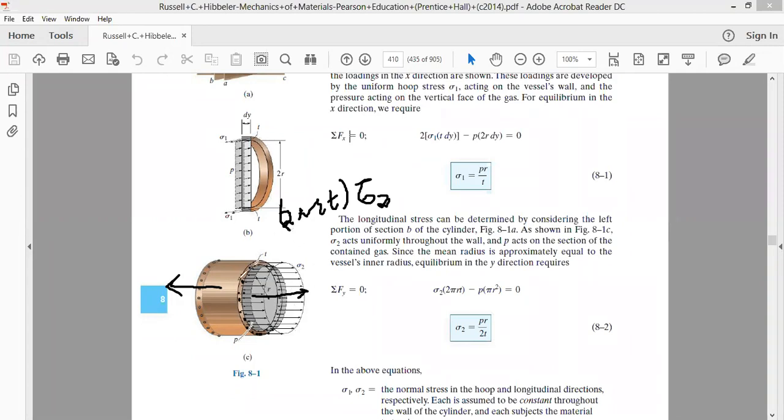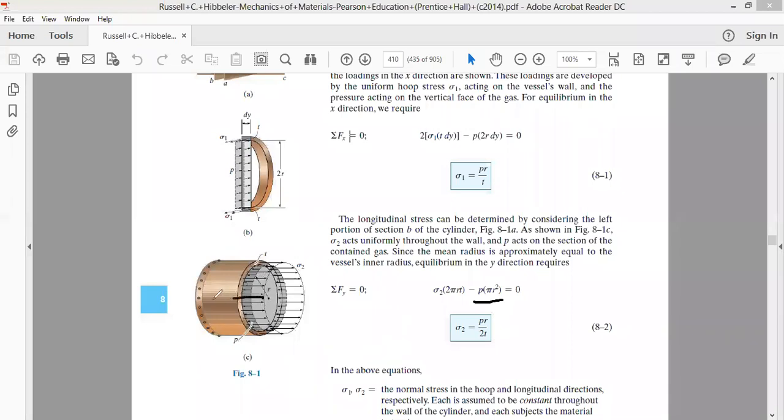The force exerted by the pressure, since the fluid is inside and this entire space is filled with a fluid having pressure P, therefore, if we multiply pressure with this entire area, that is pi r square, P into pi r square, this will give us the force exerted by the pressure along the y-axis. So P into pi r square is the force created by the internal pressure.